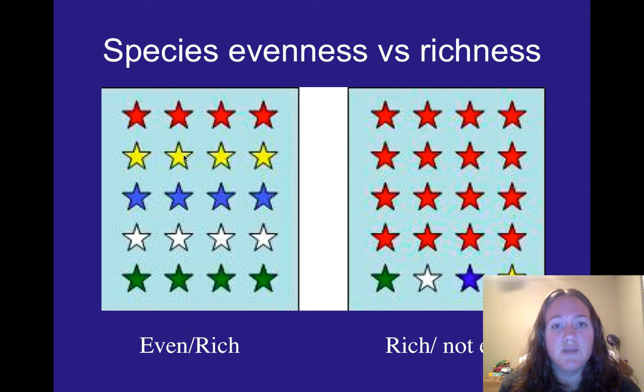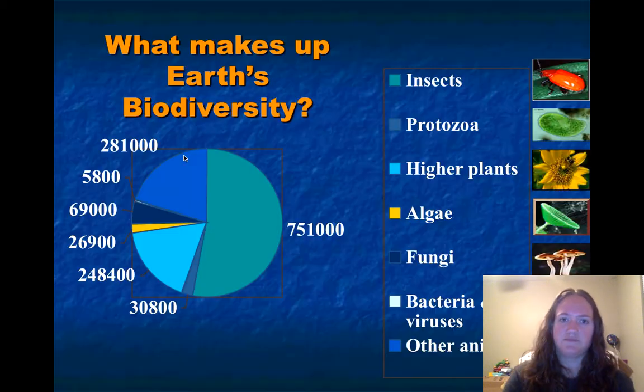So in these two samples, the one on the left would be the most biodiverse because not only does it have 5 different species, it has 4 members of each of those species. Whereas the right one has 5 species, but it has 1 organism for the green, yellow, blue, and white.